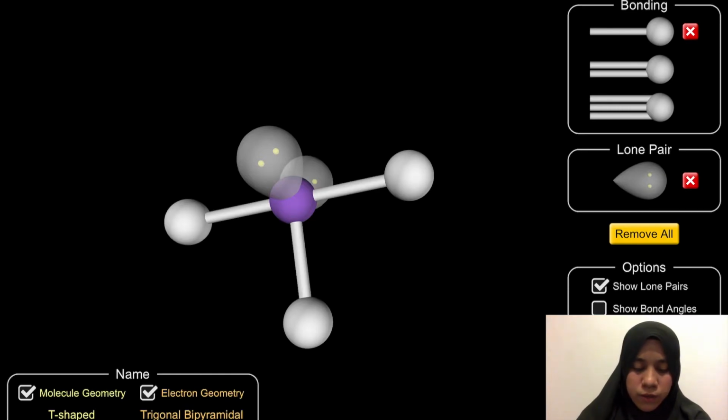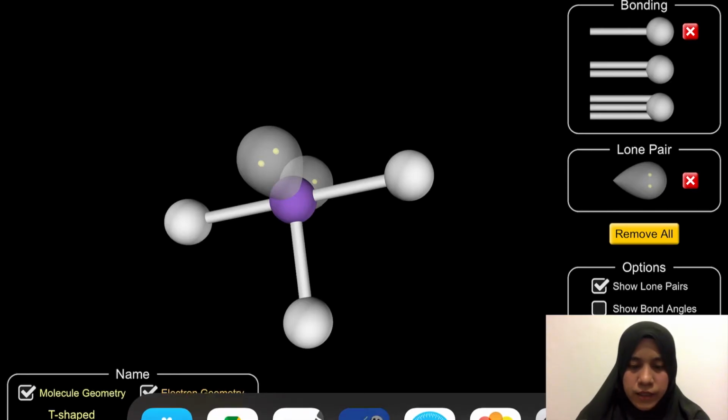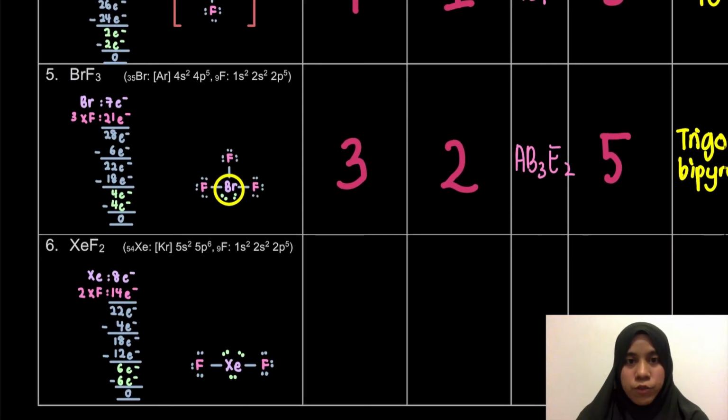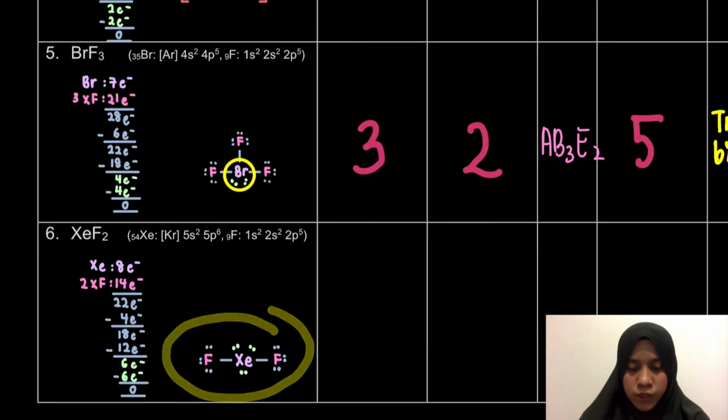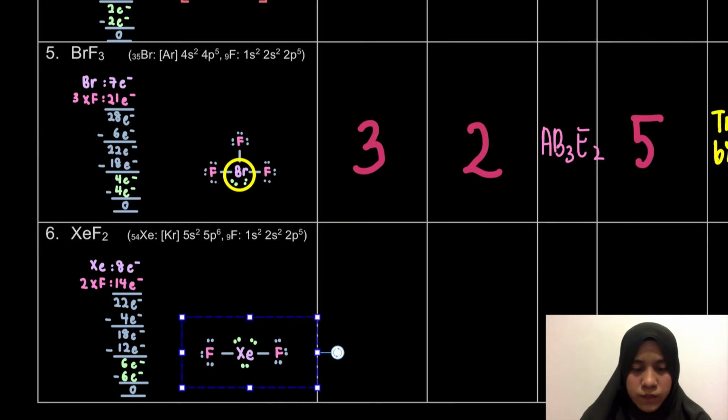So, right now what we're going to look at is actually the last case of yang electron pair geometry trigonal bipyramidal is XeF₂. So, this is the electronic arrangement. This is the Lewis structure. Okay, so macam ni kita nak draw dia.